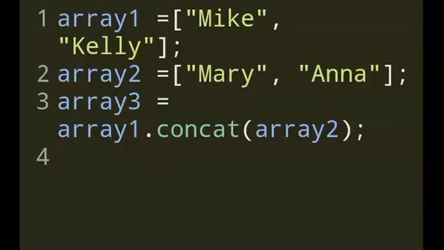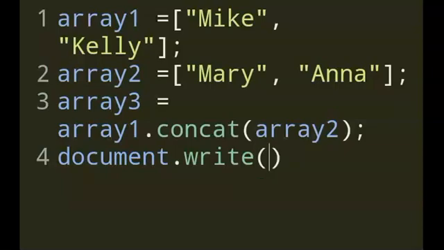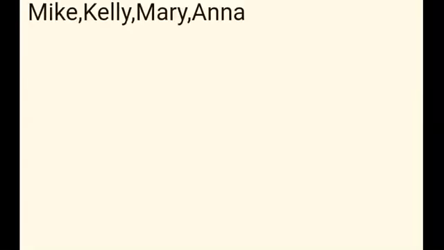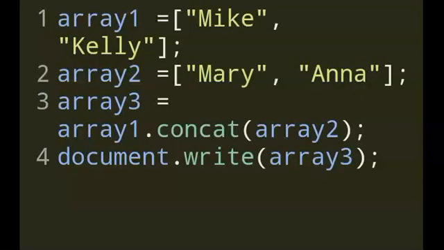Okay, now you have to call for the result, call for array 3. So document.write array 3. See what you get? So you get the values of both the arrays here, right? Now I go back to my file.